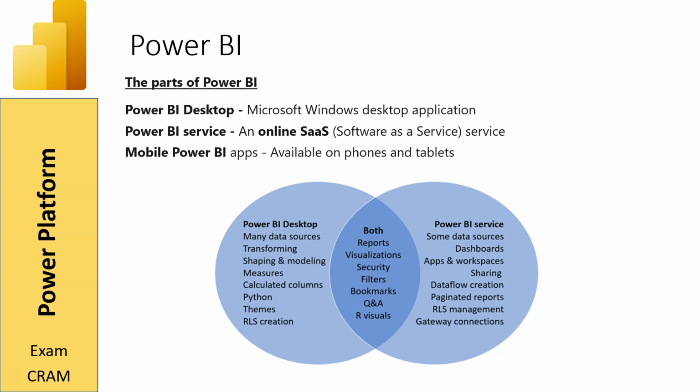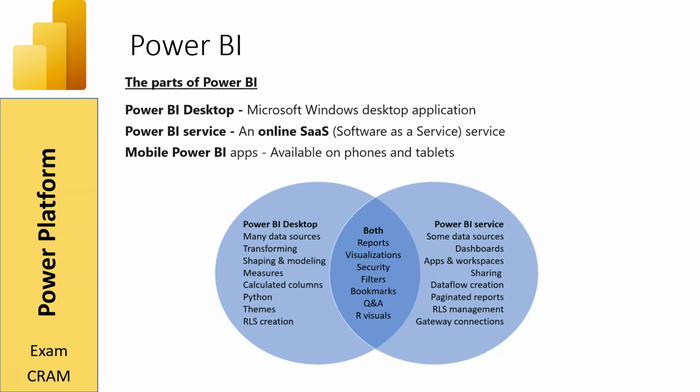For example, if you see in the below diagram, both of them support reports, visualization, security, filters, bookmark, Q&A, and R visuals. But the Power BI desktop can have many sources, and it can have calculated columns. So you cannot have calculated columns in the Power BI online. And it could have themes and all. So I say cram these, like what is common and what is the specialty of each of the services. So these will help you in the exam.